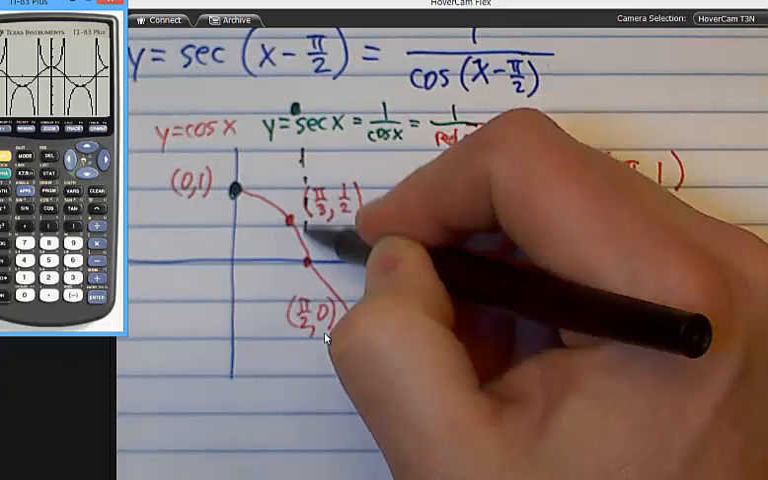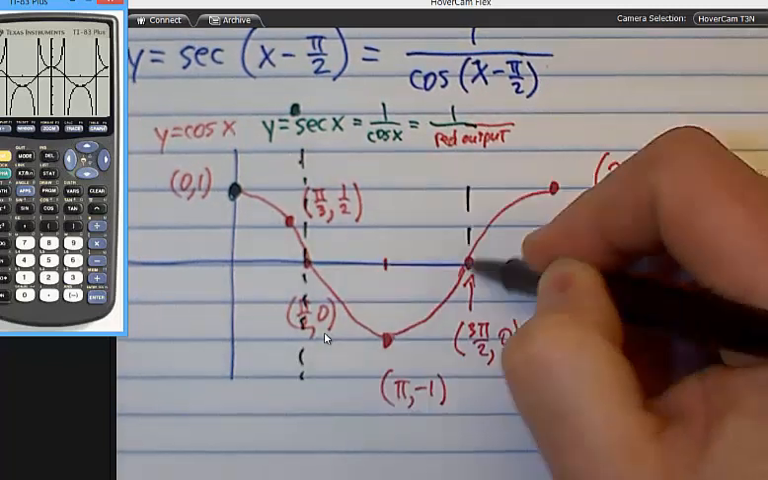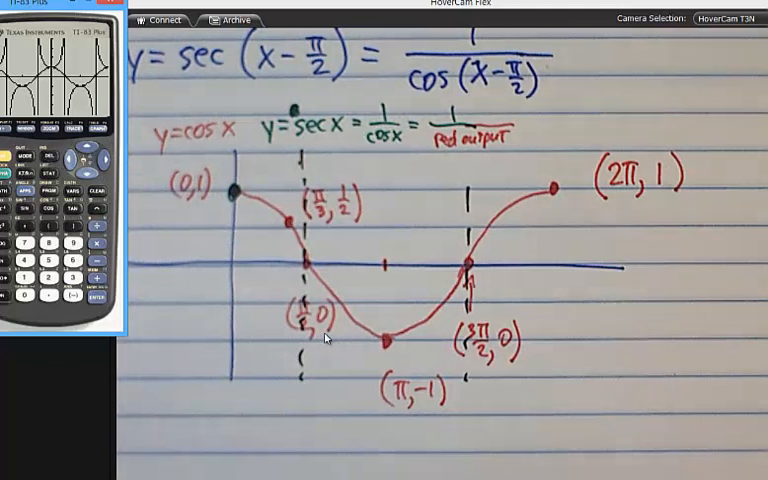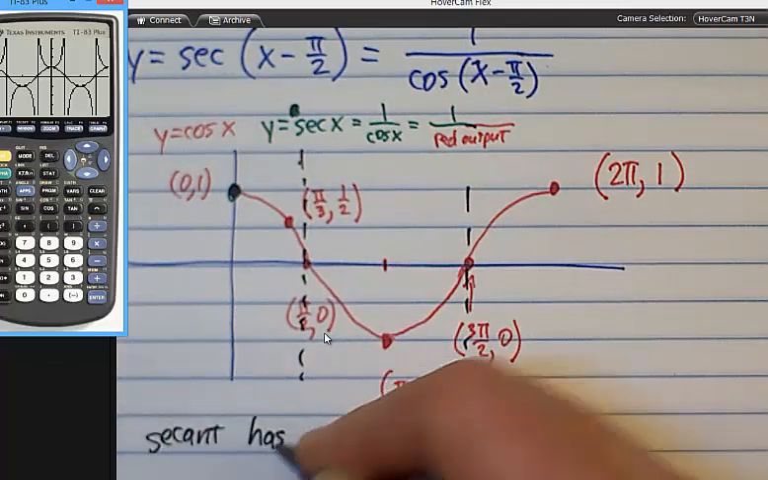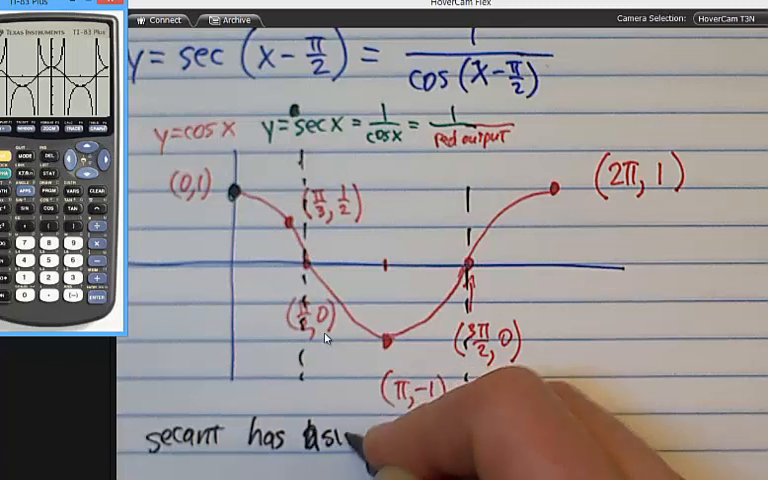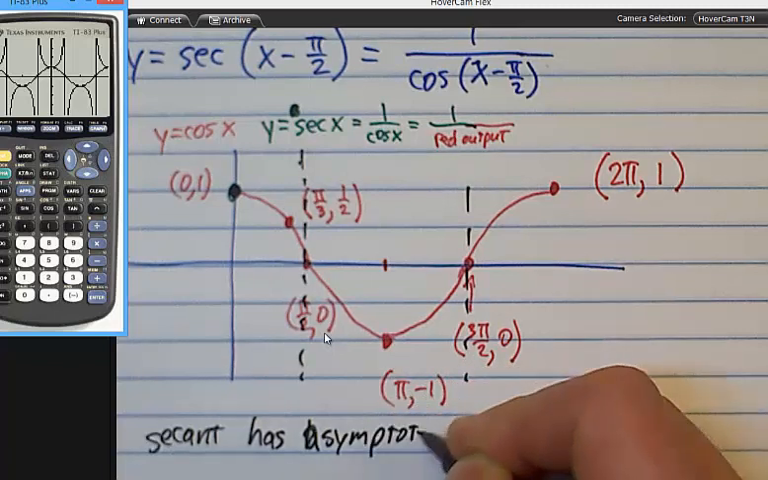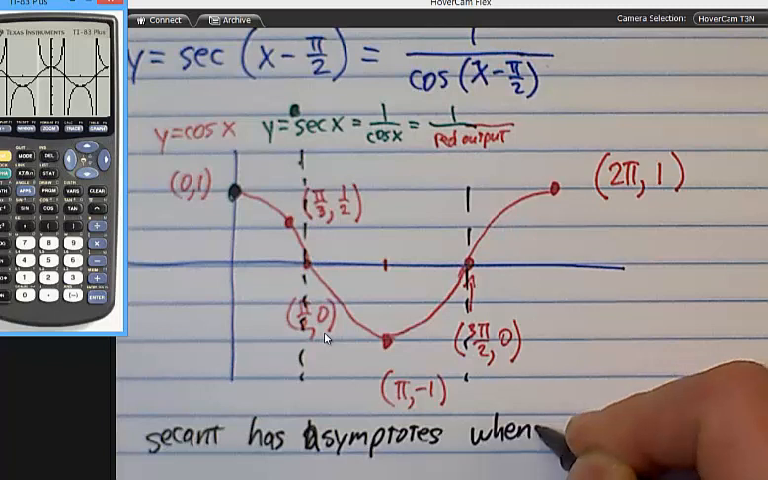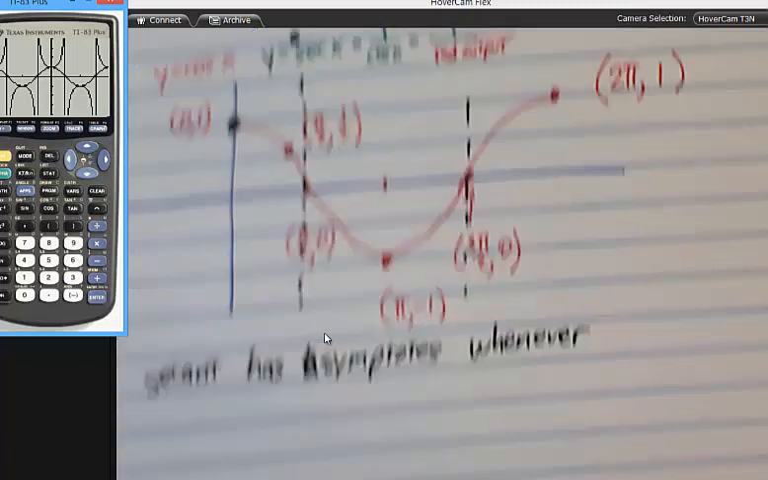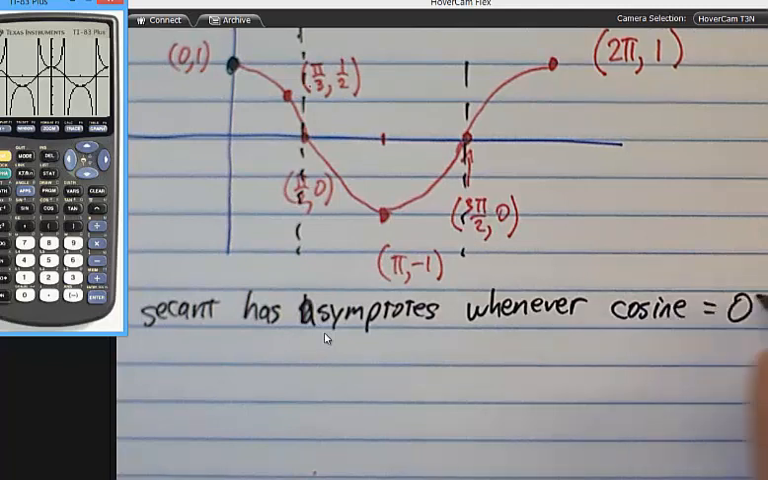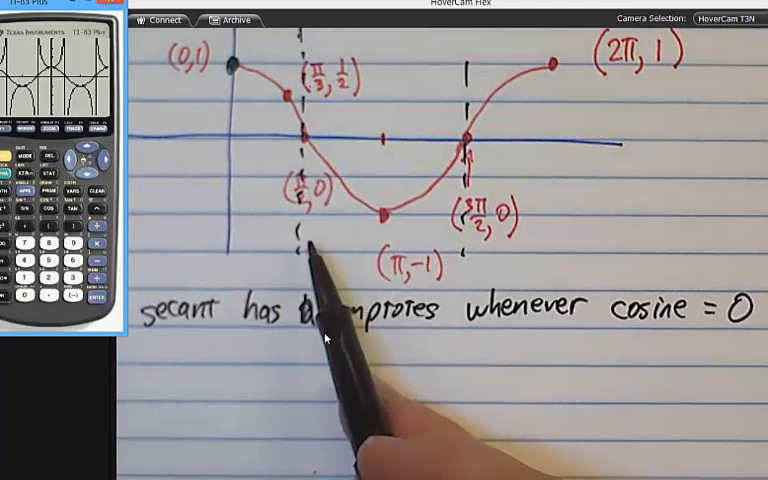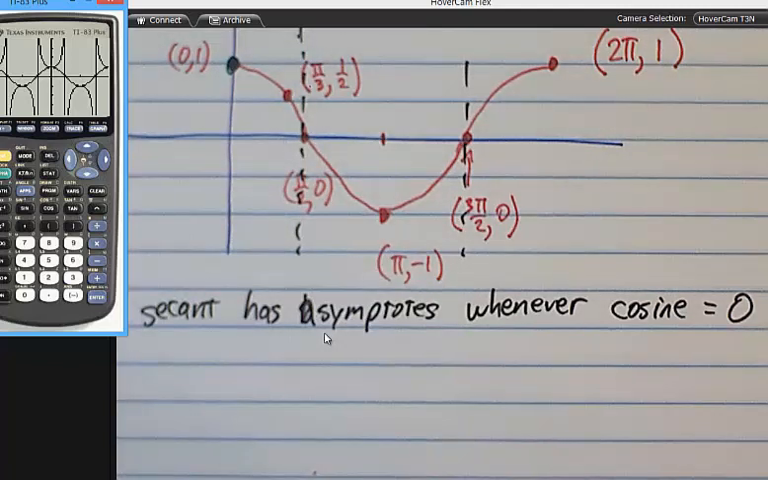So the secant function has asymptotes whenever cosine equals 0. And that's why we're going to have asymptotes at pi over 2 and 3 pi over 2 for the basic function. Now, I need to finish the problem.